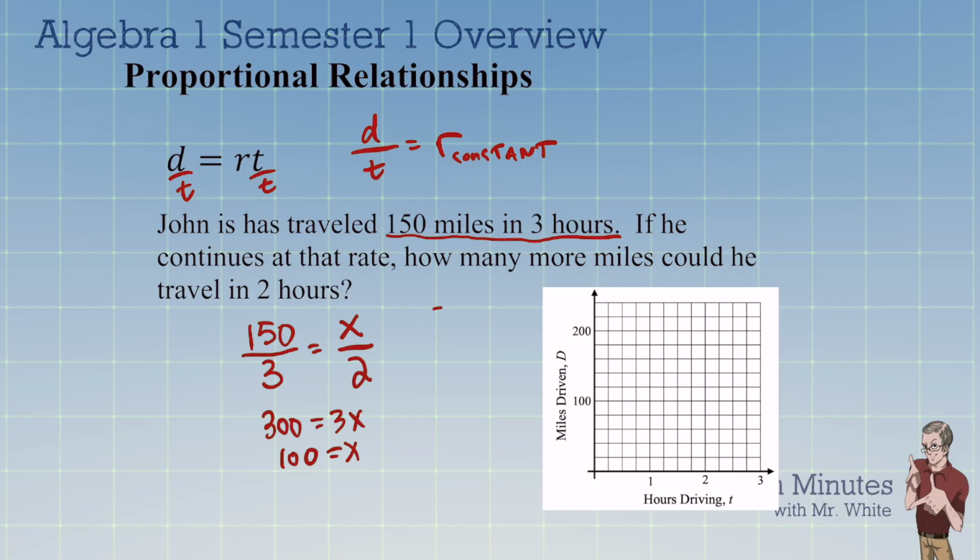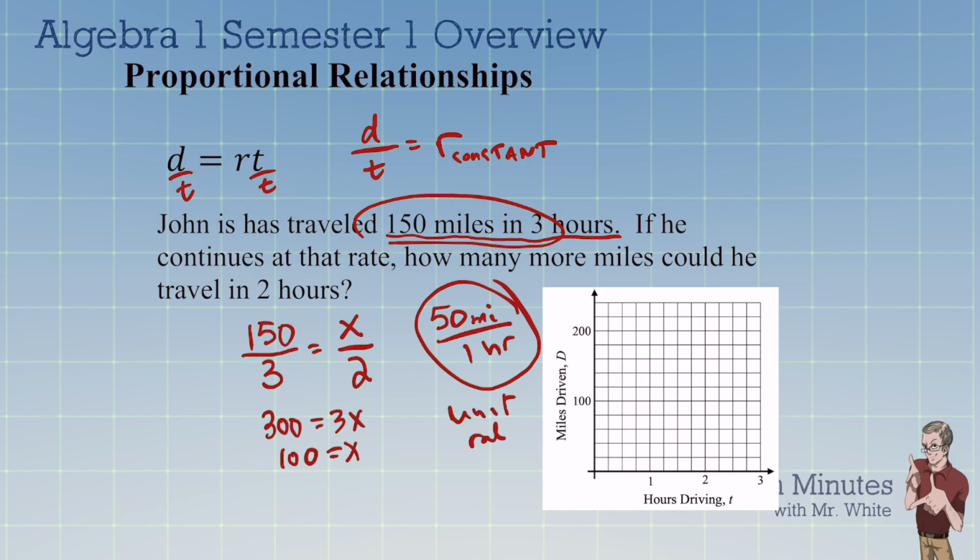It's called the unit rate, that I'll talk about here in a moment, but he is going 50 miles every 1 hour, right? You could take and divide that out, and that's called the unit rate that we'll see here in a moment.